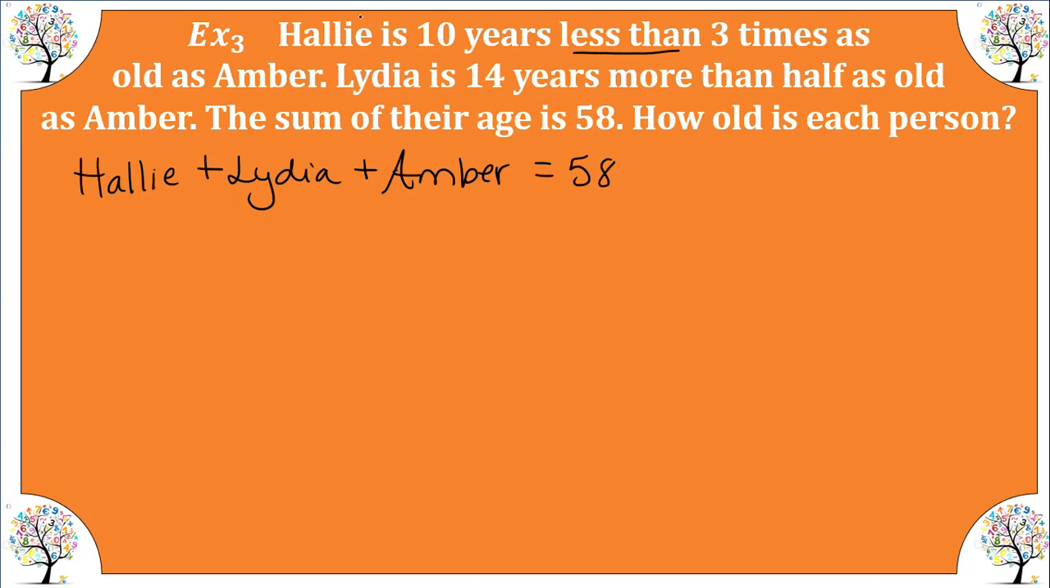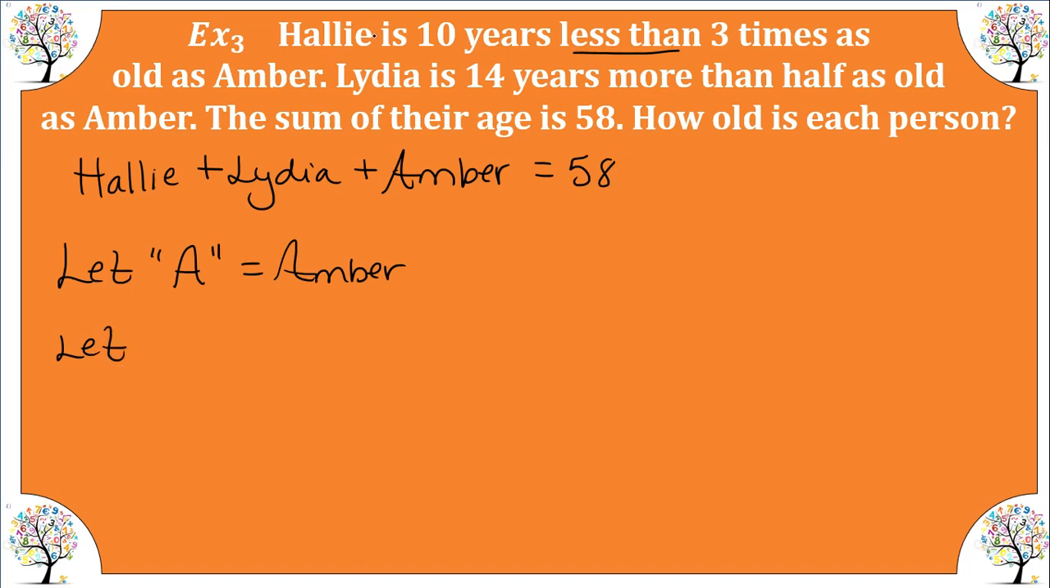So which of these do we know nothing about? Callie is blah, blah, blah. So we know something about Callie. Lydia is blah, blah, blah. We know something about Lydia. They're both being compared to Amber, and we know nothing really about Amber. So let A be Amber.